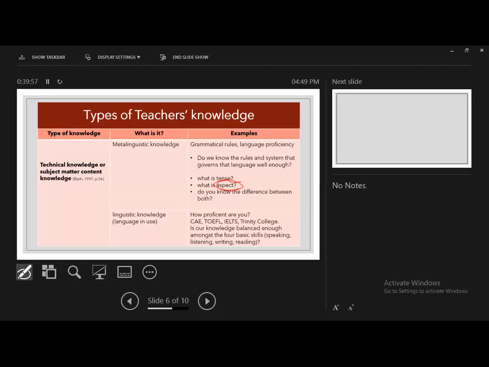in order to build our technical knowledge, our subject matter content knowledge. Believe it or not, in my 20-something years of experience teaching and working at different levels of language teaching, and of course, because I conducted some research on this matter, I have bumped into teachers. Remember that we have pre-service teachers, which is you.